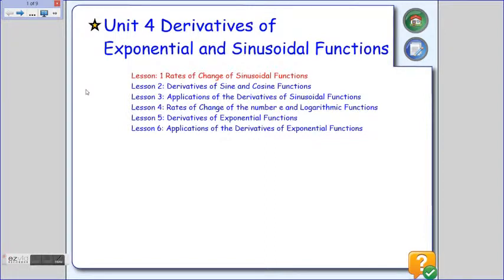Welcome to today's lesson and our new unit, Unit 4, Derivatives of Exponential and Sinusoidal Functions. Lesson 1, we are going to learn about rates of change of sinusoidal or trigonometric functions.